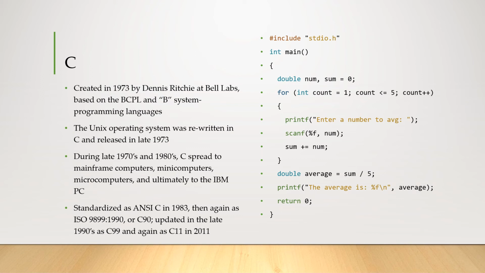Finally, we say double average equals sum over 5, and then we printf "the average is %f," insert a floating point number there, and where do you look for the floating point number? At the end of the printf statement, it's going to be the word average.